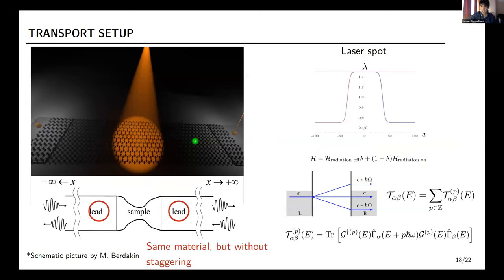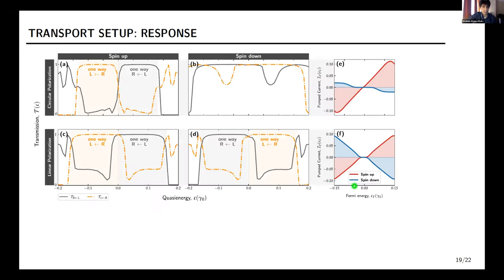Okay, so in order to check what the consequences of this are in a transport setup, we will use the following. This is a schematic picture of our tight-binding model. We will have a laser spot that will be shone on the center of the ribbon, and the laser spot will decay towards the leads, so that we guarantee the occupations to be well defined in the source and the drain. And in the Floquet context, we have to make a small modification to the traditional Landauer-Büttiker formalism: we have the transmission coefficients, we have to define a replica of incidence, and the complete transmission from left to right will be defined as the sum of the partial transmission coefficients from left to right. So what we see is that the transmission coefficients display a sharp region of one-way transport.